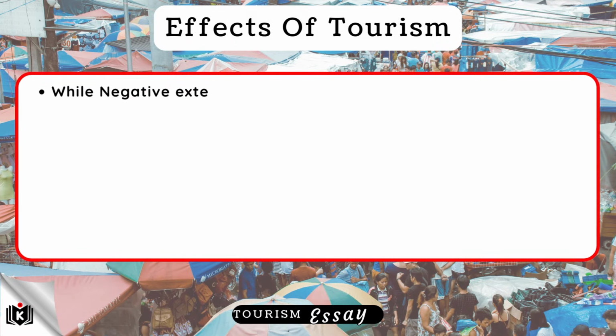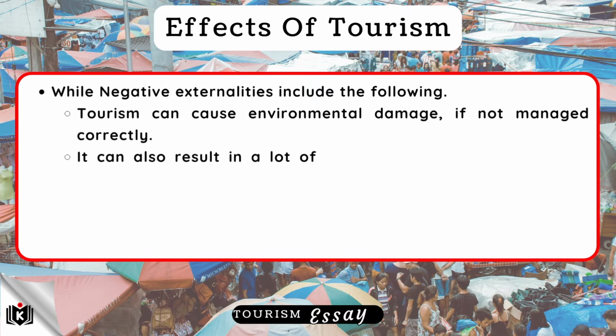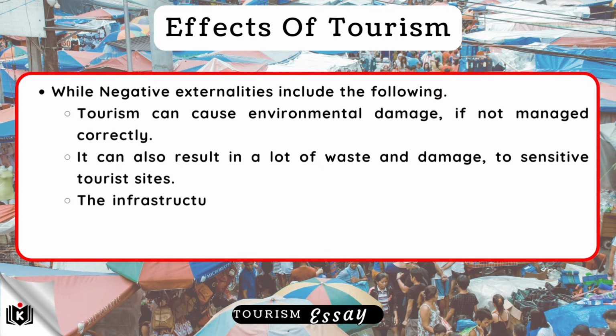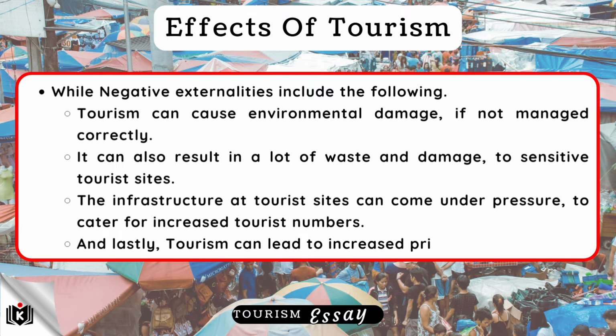While negative externalities include the following. Tourism can cause environmental damage if not managed correctly. It can also result in a lot of waste and damage to sensitive tourist sites. The infrastructure at tourist sites can come under pressure to cater for increased tourist numbers. And lastly, tourism can lead to increased prices for locals.